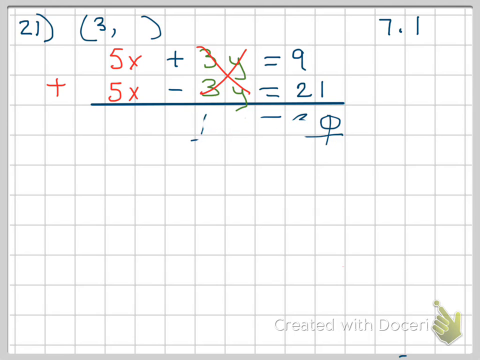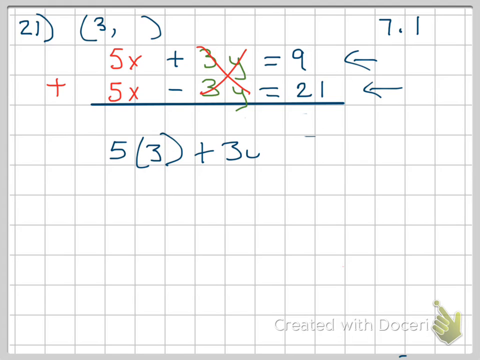So now we need to solve for y. What we do is simply, remember, we can solve for one variable. So what we need to do is pick one of these equations and plug in x into our equation to solve for y. So let's just do the top. 5 times x, which we say is 3, plus 3 times y equals 9. 5 times 3 then is 15, plus 3 times y equals 9.